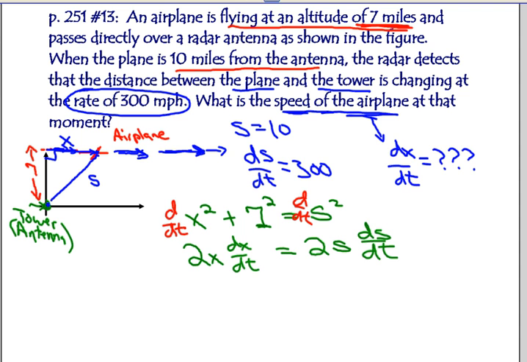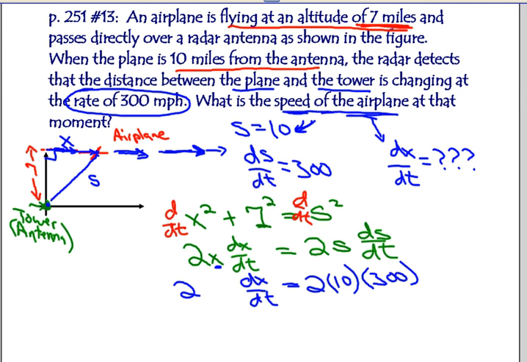Let's sub in. This problem does not look bad at all. dx/dt is what I'm looking for. On the right side, I've got 2. How much is s? We've taken the derivative, so now we can sub in. s is 10 and ds/dt is 300. The right side looks good. dx/dt is what I was looking for. I've got a 2. Oh, shoot.